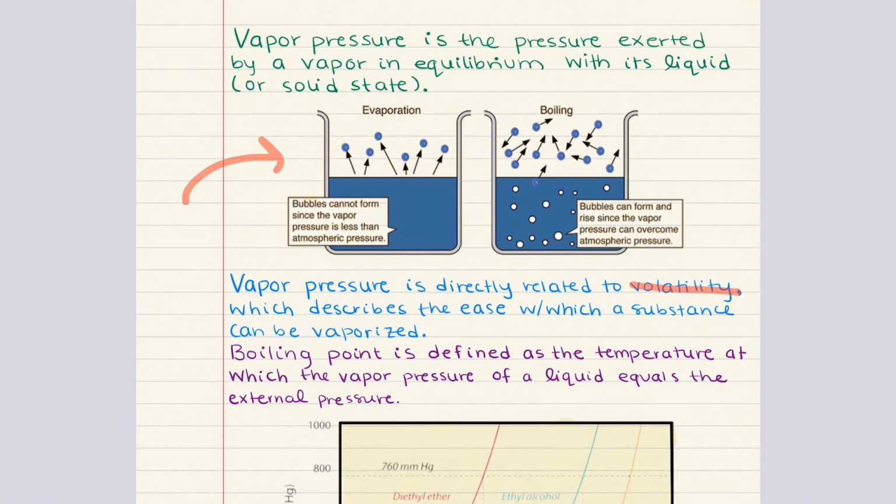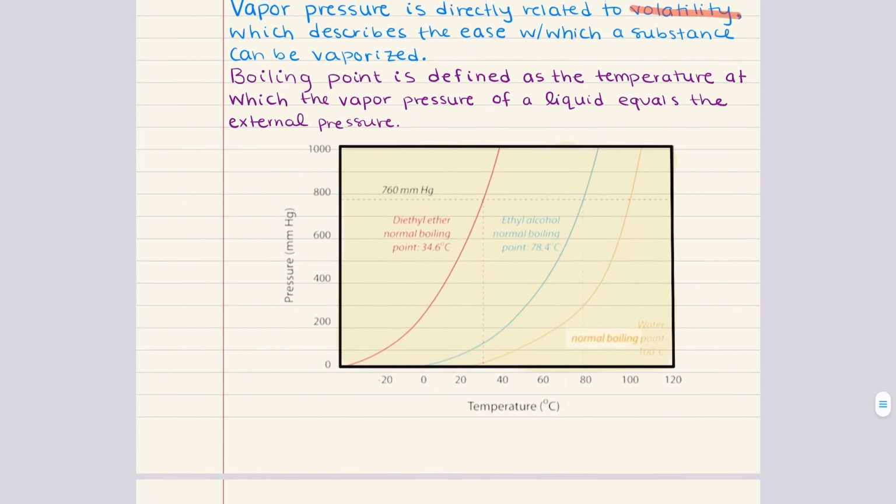On the other hand, a non-volatile substance has a low vapor pressure and it does not vaporize easily. The relationship between vapor pressure and volatility is simple. The stronger the intermolecular forces, the lower the vapor pressure, and consequently, the less volatile the substance is. Now let's talk about boiling point.